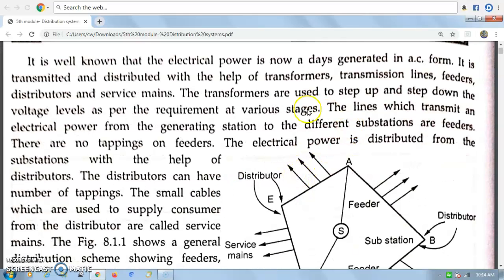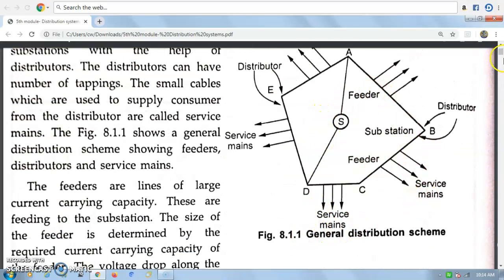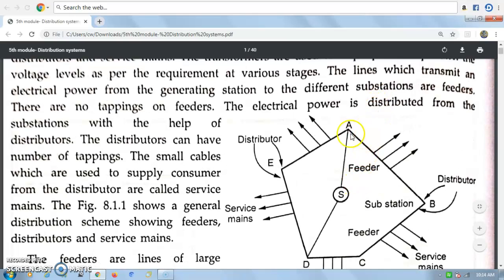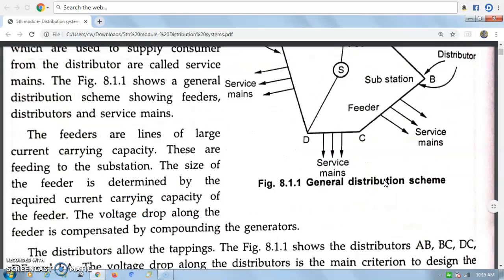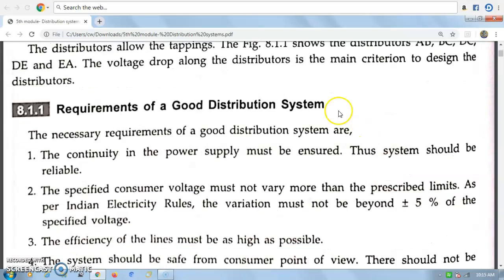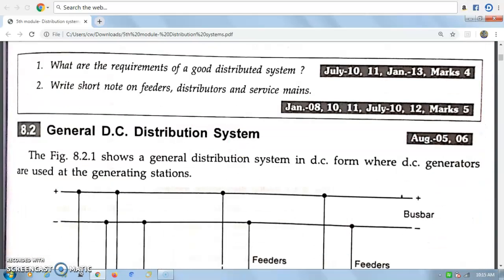Okay, first they have given the general part, that is general distribution scheme. This part is already discussed in the first module. You know about this diagram and theory about this, that is nothing but feeder, substation, service mains and all. We discussed it in the first module, so no need to discuss again. We'll move to the next topic, and here also you go through the requirements of a good distribution system.